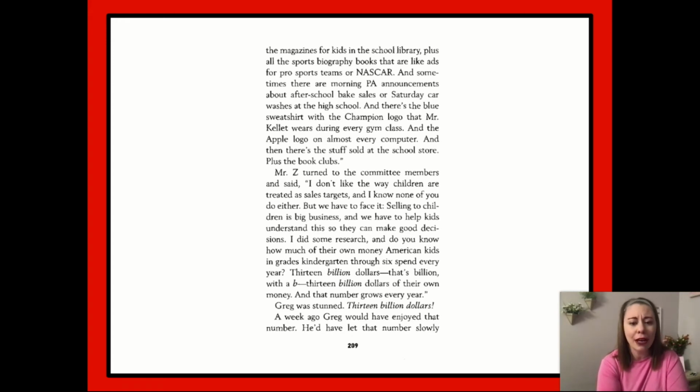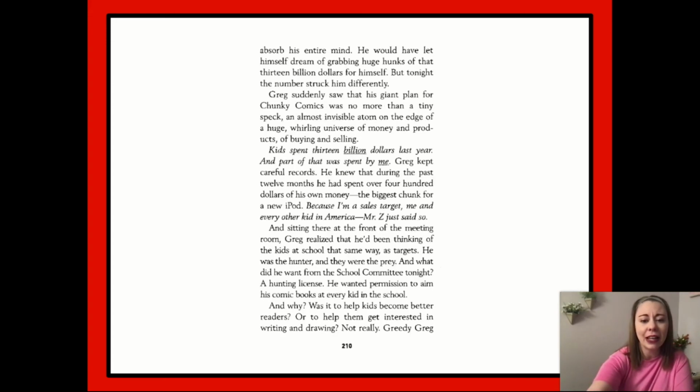A week ago, Greg would have enjoyed that number. He'd have let that number slowly absorb into his entire mind. He would have let himself dream of grabbing huge hunks of that $13 billion for himself. But tonight, the number struck him differently. Greg suddenly saw that his giant plan for Chunky Comics was no more than a tiny speck, an almost invisible atom on the edge of a huge, whirling universe of money and products and buying and selling.